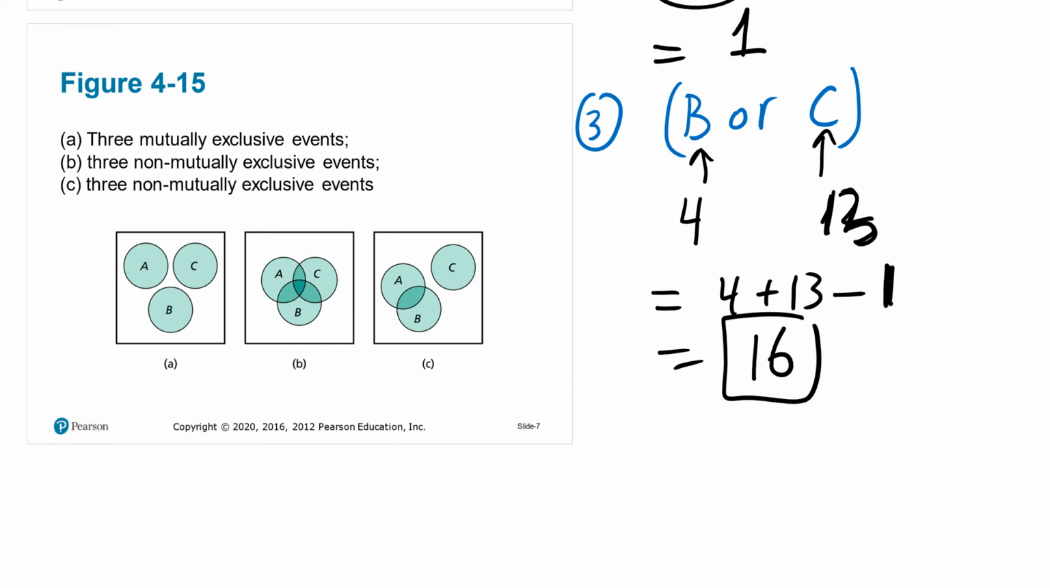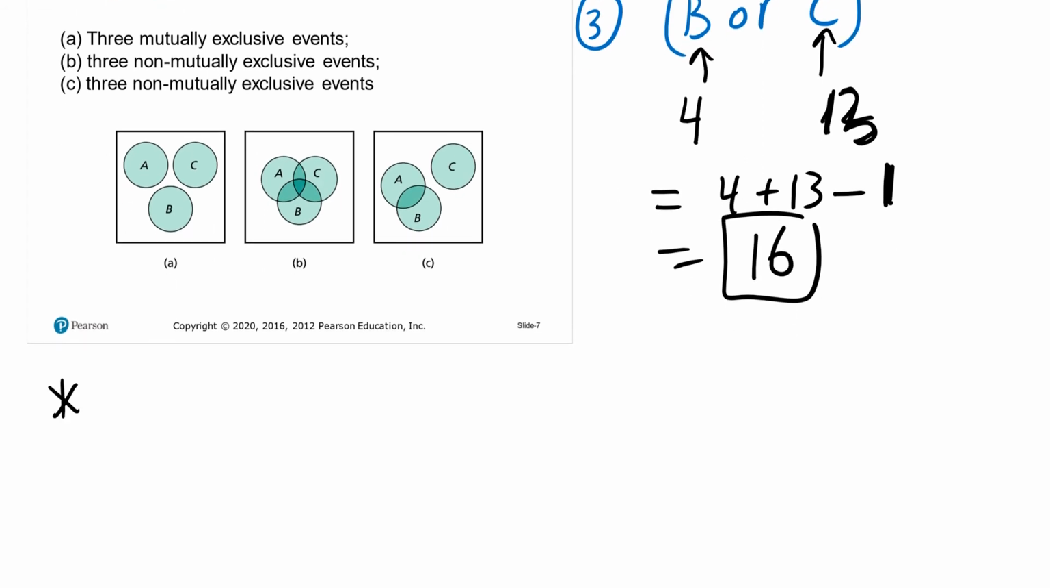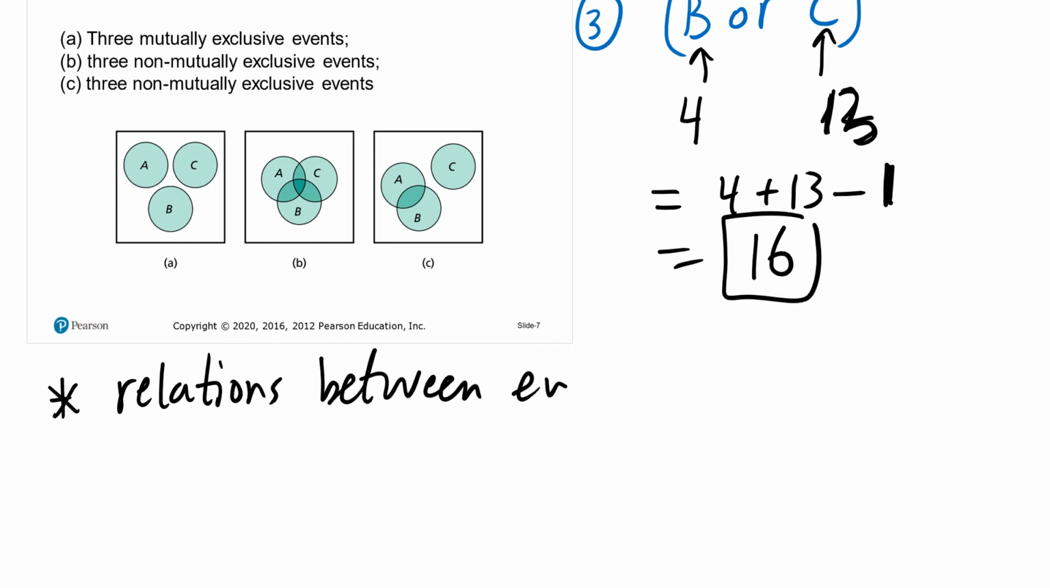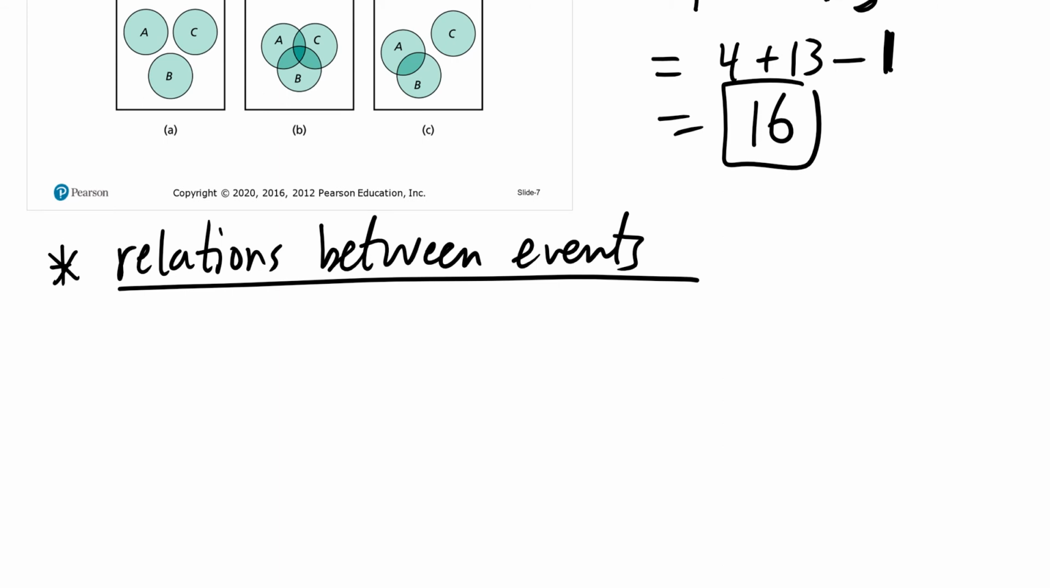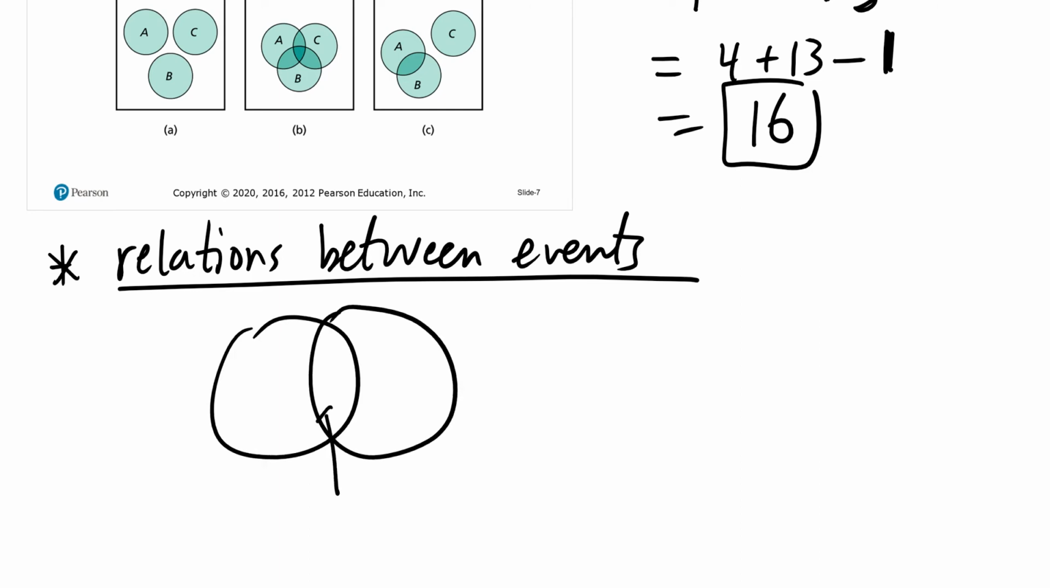So that's the relation between these events and what "or" means. Now we can talk about more relations between events. What do we have? Well, some events do not share anything in common. If they share something in common, then we can use Venn diagrams to show what they share in common.